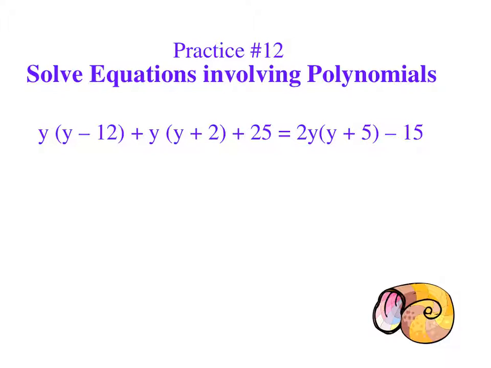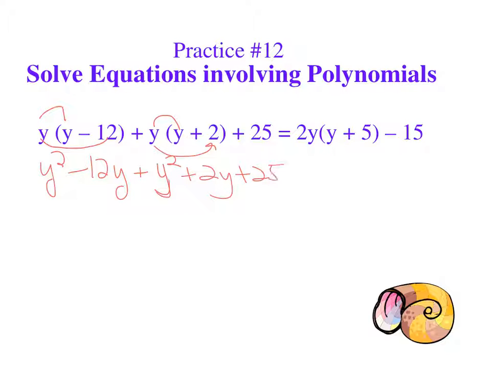Alright, here's a practice problem where we have to distribute and we have to solve an equation. So let's distribute. y times y is y squared. And y times negative 12 is negative 12y. Once again, y times y is y squared. And y times 2y, let's make that squared a little bit better, so it is y squared, and that's a 2y, and we got a plus 25.